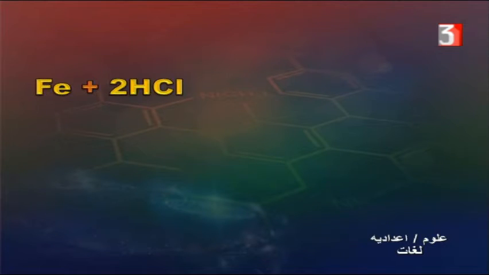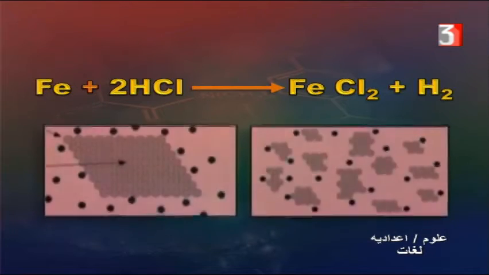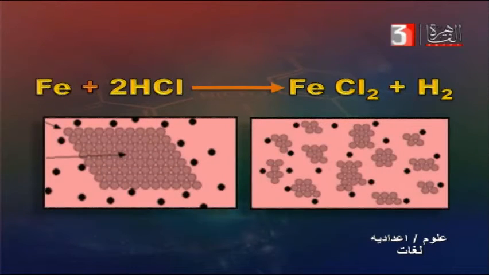Fe plus 2HCl, hydrochloric acid, gives FeCl2 plus H2. In the first image, we can see the cube of iron, but in the second image we can see the iron filings exposed to the acid, so the iron filings will react faster than the cube of iron.